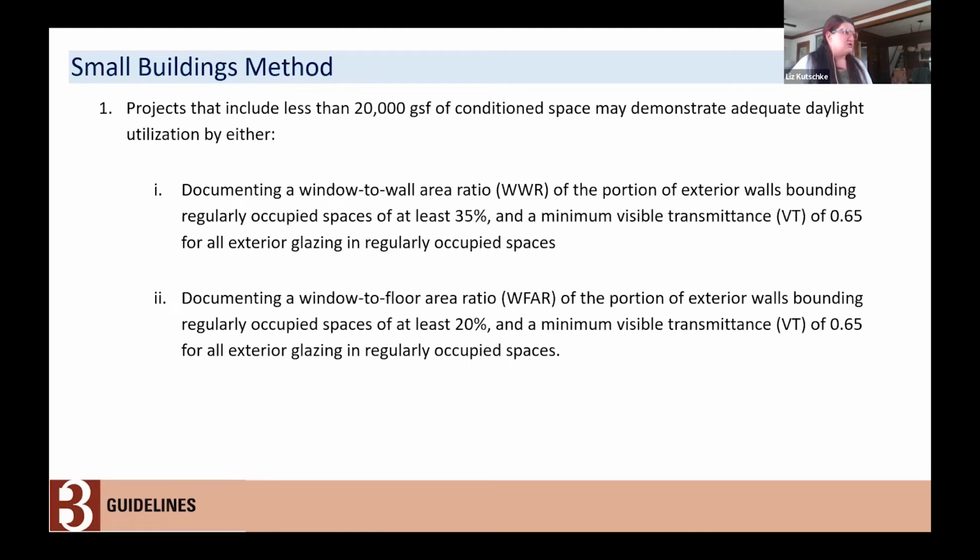But so the goal was to reduce the amount of simulations and documentation that would be required for smaller buildings with smaller project teams. So we have moved to documenting or requiring simple window to wall area ratio or window to floor area ratios for these buildings and their regularly occupied spaces. And then a minimum visible transmittance for that window to ensure that the daylighting is maximized through our controlled window sizes.